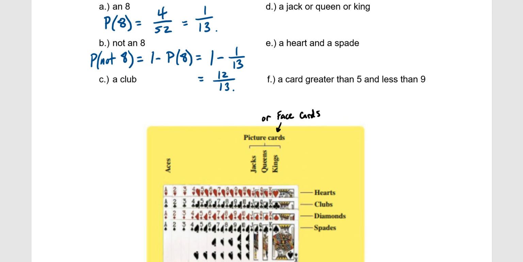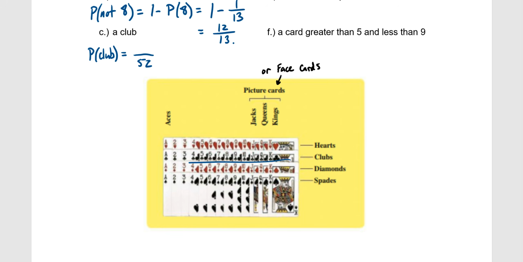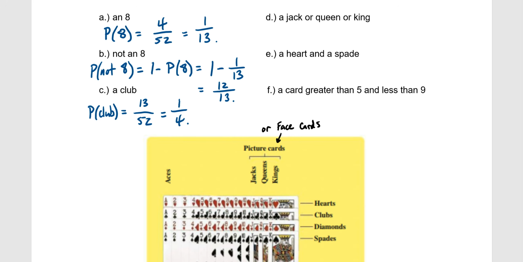Okay, next one, the probability that it is a club. So we're going to have to count how many clubs there are, divide by the total number of cards. We know that there's 52 cards, and we also know that there are 13 clubs, so 13 out of 52, and we can actually reduce this. We can divide by 13 in the numerator and denominator and get 1/4, which should make sense because there's 4 suits. The clubs is just one of the 4 suits.